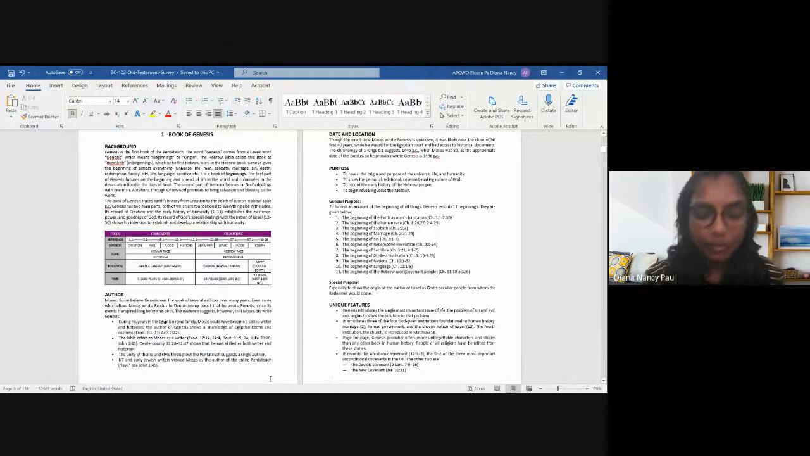Before we study the background of this book, we see Genesis is the first book of the Pentateuch, that is the first five books, and it is also the first book in the Hebrew Bible. This book has been very important to the Hebrew, to the Jewish people, and also for us Christians. The word Genesis comes from a Greek word, genesis, which means beginning or origin.